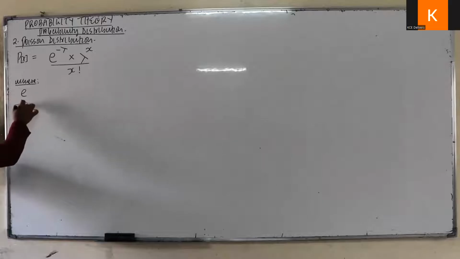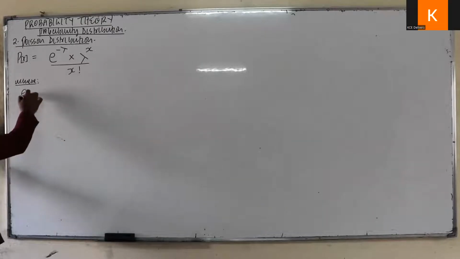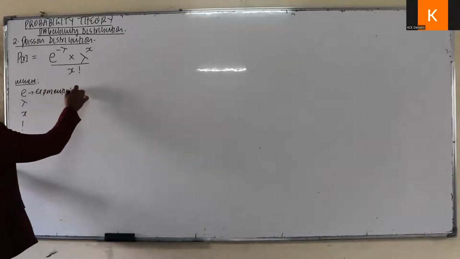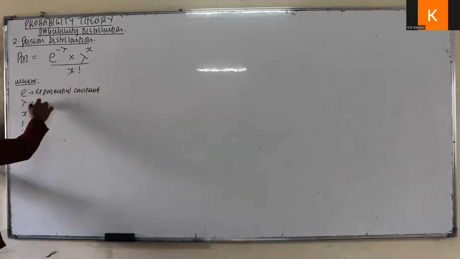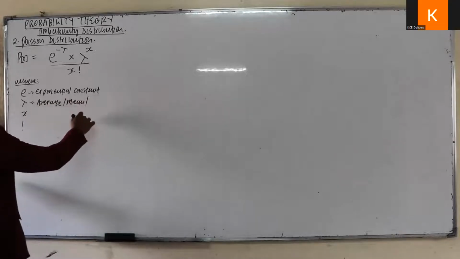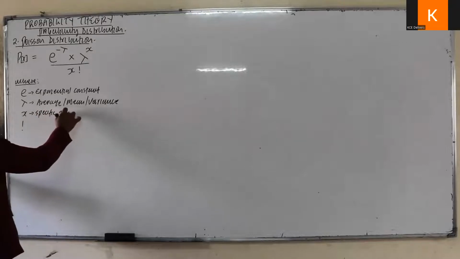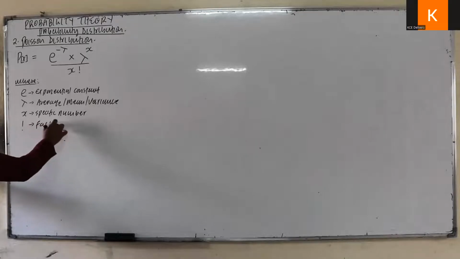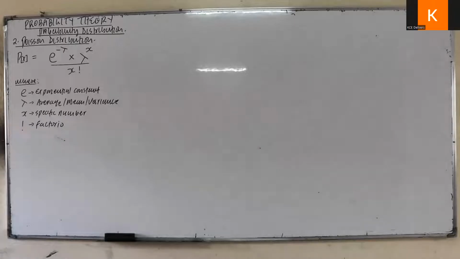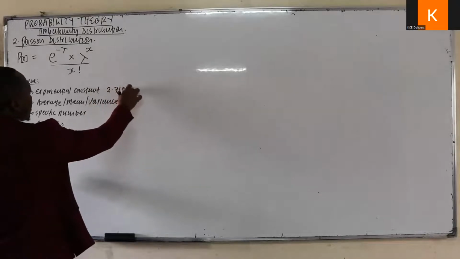where what's lambda, what's x? So it means exponential constant. Lambda means the average, or the mean, or the variance. X is a specific number, and this means factorial. Good. And this exponential constant is 2.7183. I'll write that.